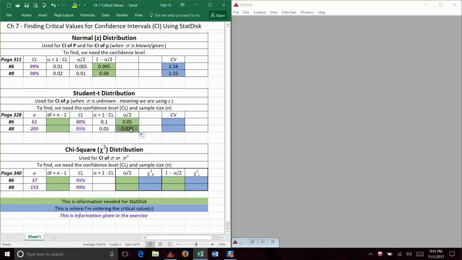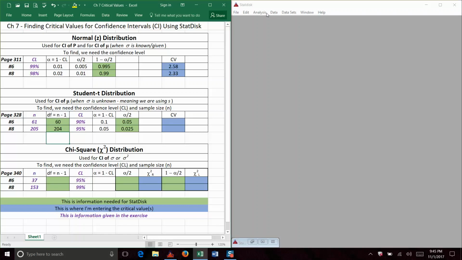The other information that we need for the student t-distribution is the degrees of freedom, and the degrees of freedom is just one less than the sample size. So 61 minus 1 is 60, 205 minus 1 is 204.